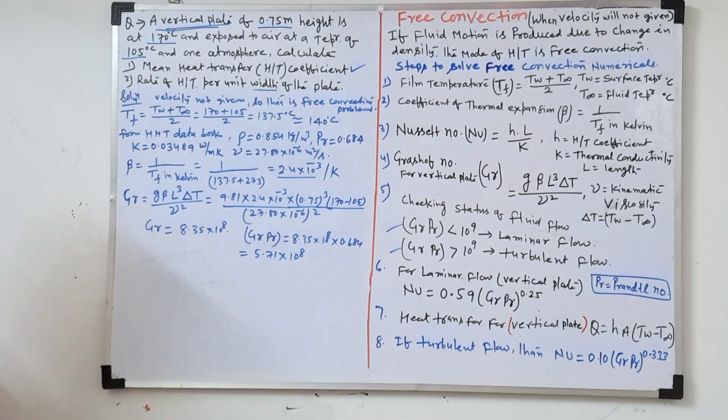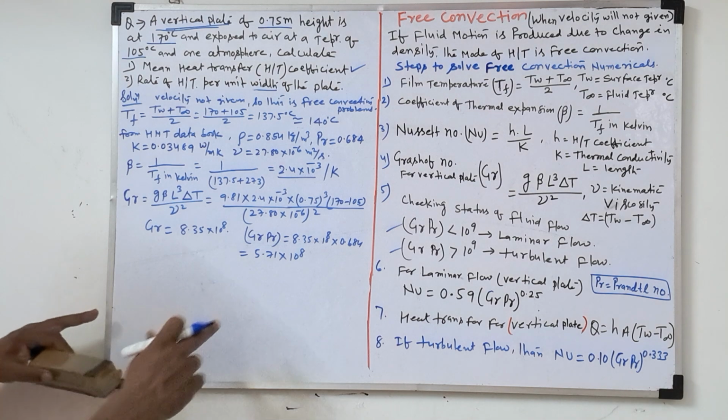I think so, I'll check it. Which value did I tell? The GrPr value will be 5.71 into 10 power 8. Correct. So this is the value we got.